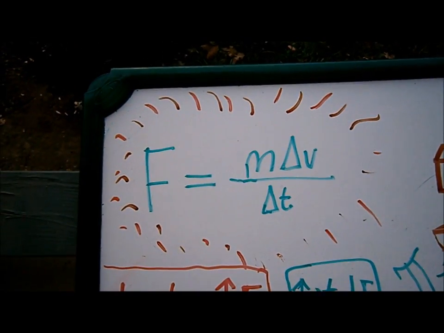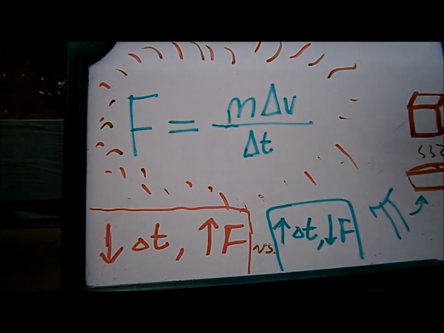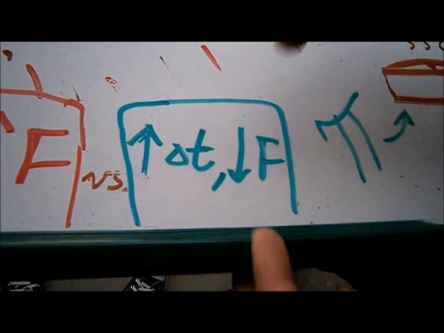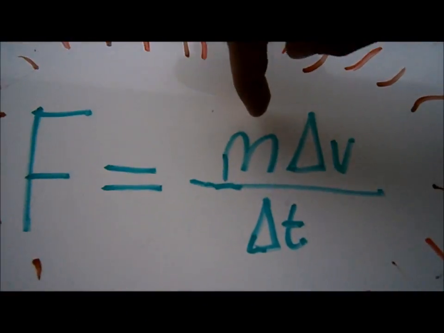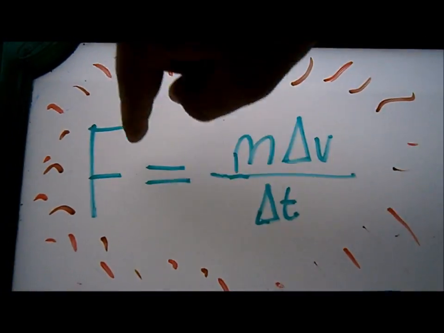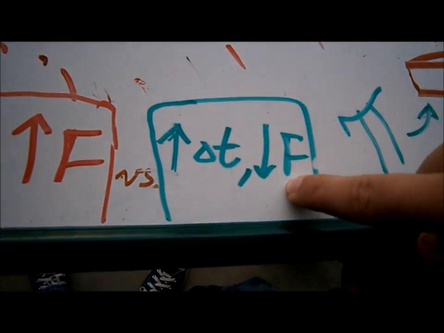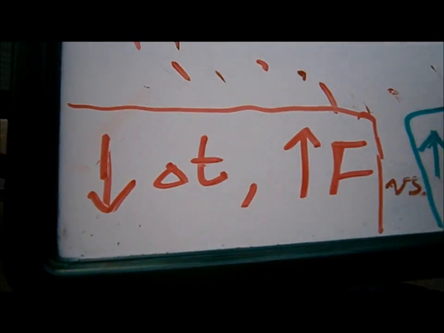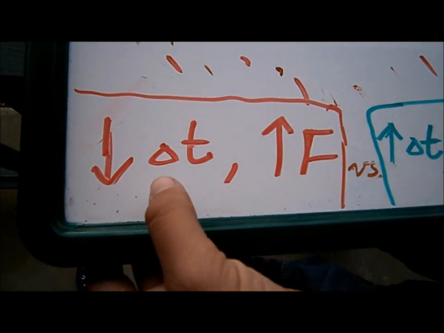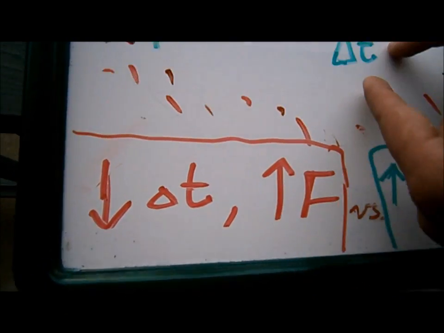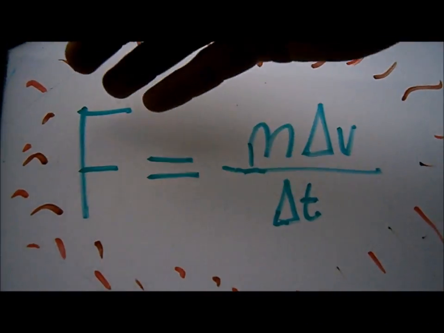In the last two examples, we saw the blanket, which had a longer impact time and less total force applied, because if the delta T is greater, then that means the denominator is greater, which makes the whole force less. In comparison with the block of wood, we had less of a time of an impact, which results in a greater force, because if the delta T is smaller, that makes the equation end up bigger.